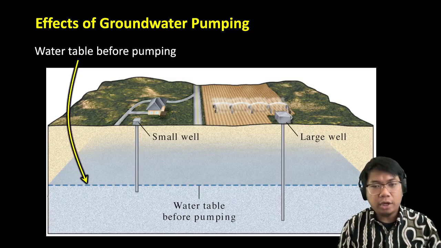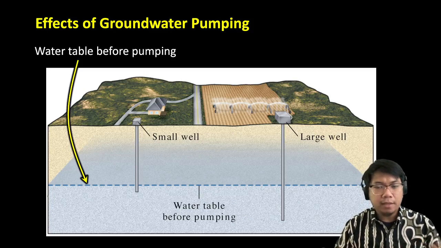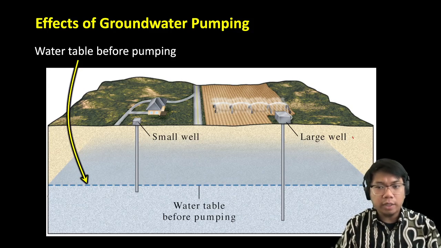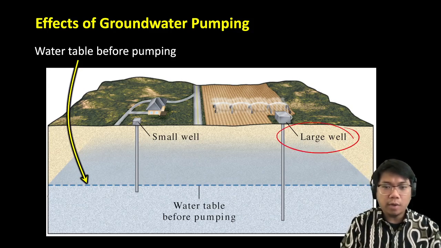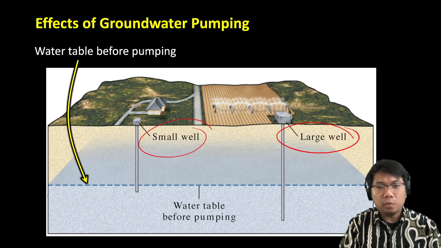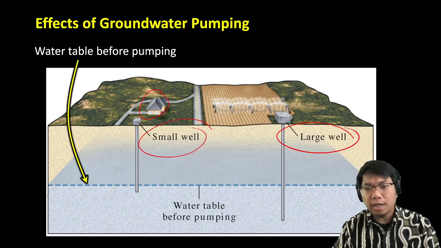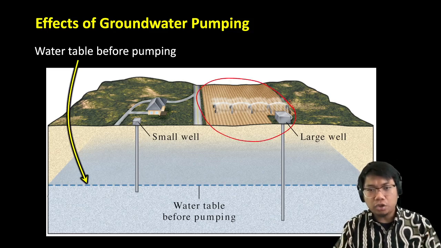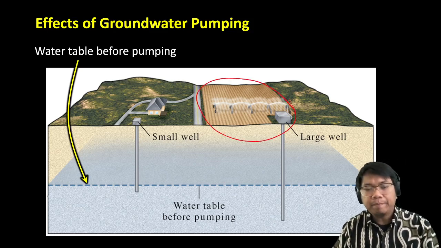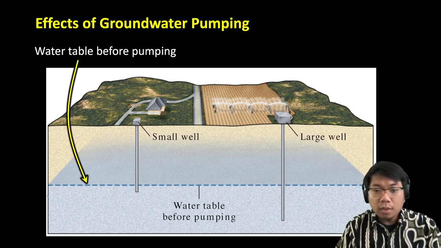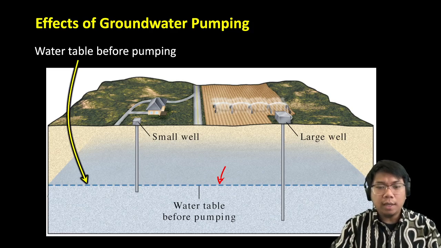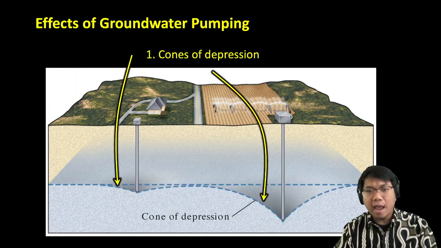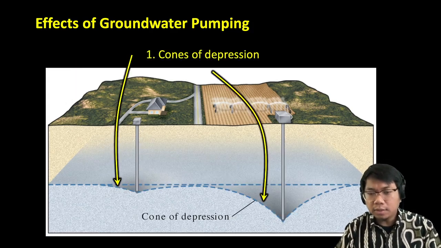Now, why do we have to care about this? Well, first of all, say in this illustration we have a large well here on the right side and we have a small well here to supply the water maybe for this house right here, and the large well is actually supplying water for the agricultural industry right there. And this is what the water table looks like before pumping. Now let's take a look at how the water table looks after pumping. So this is what it looks like.